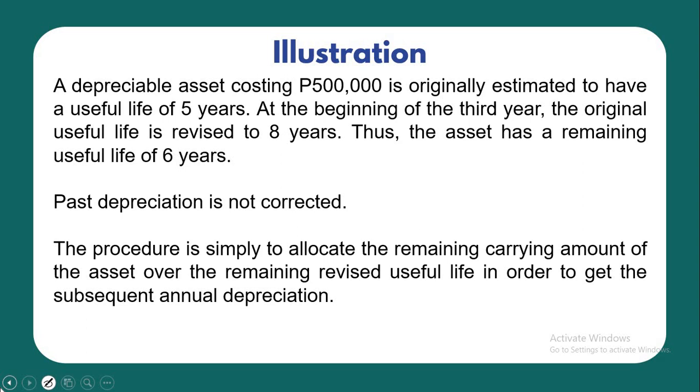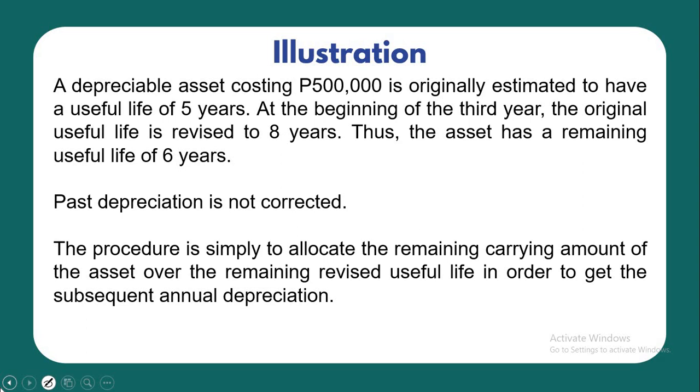So, say for example, a depreciable asset costing 500,000 is originally estimated to have a useful life of 5 years. At the beginning of the third year, the original useful life is revised to 8 years. So, there was an extension. Okay? From the original useful life of 5 years, it was found out that its life should be 8 years.